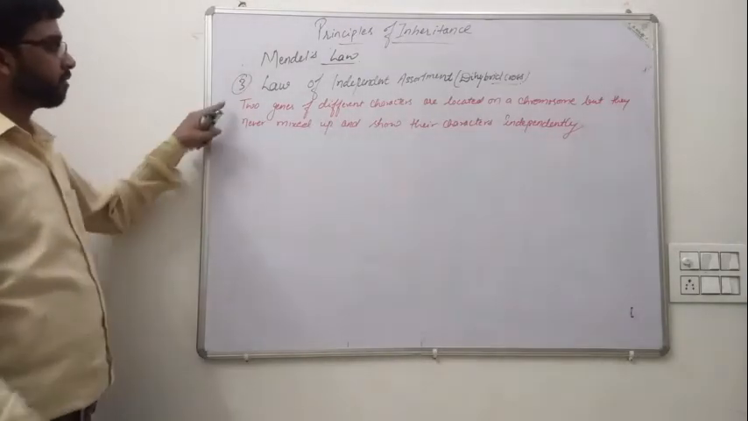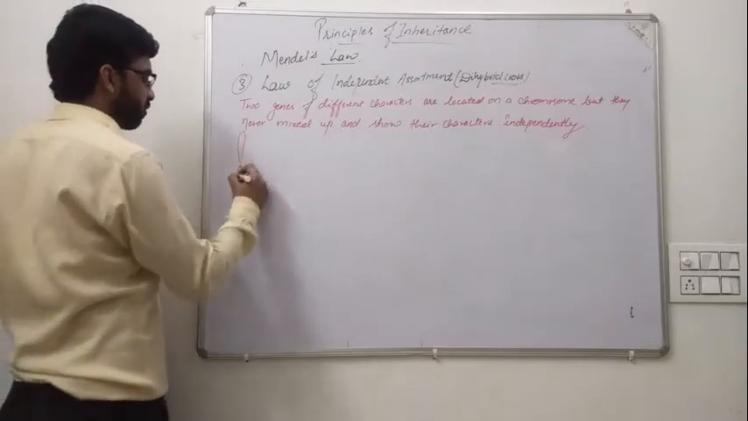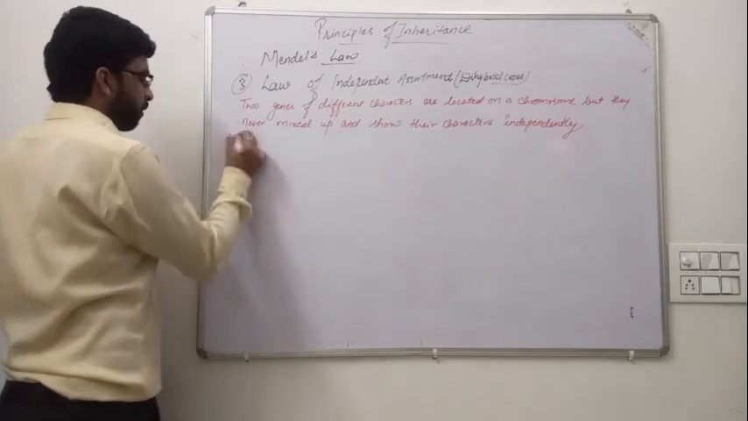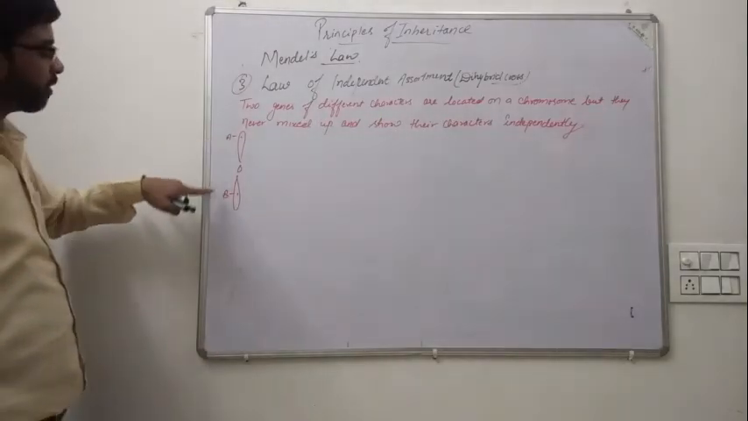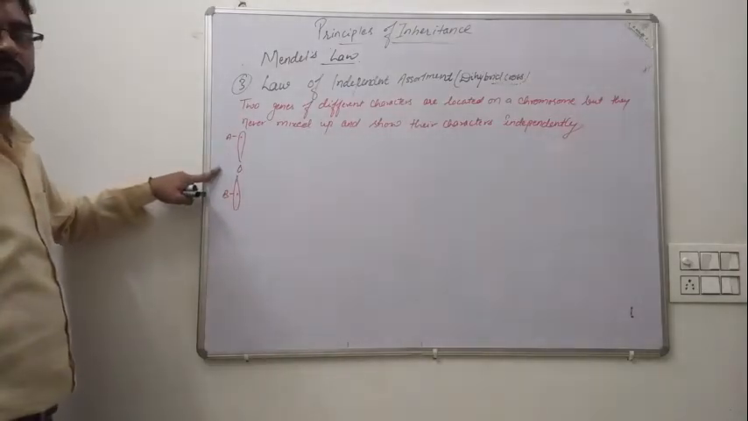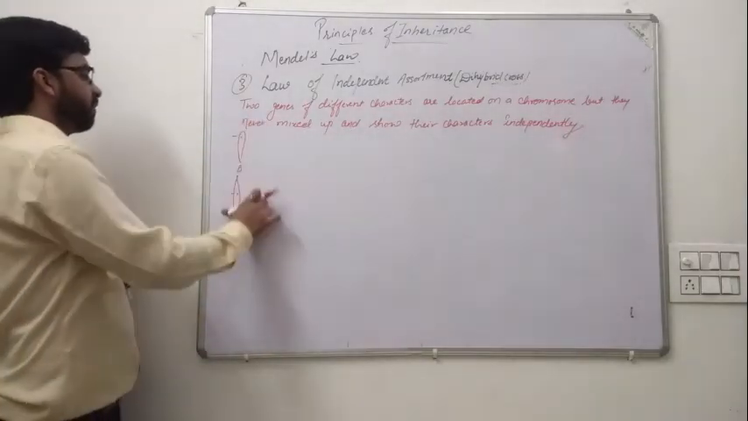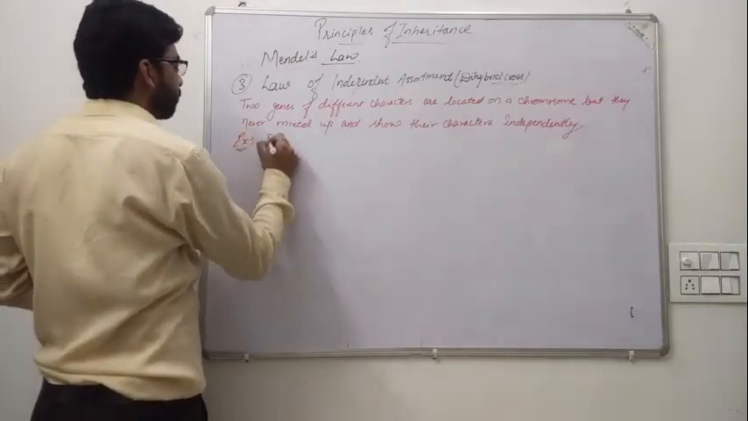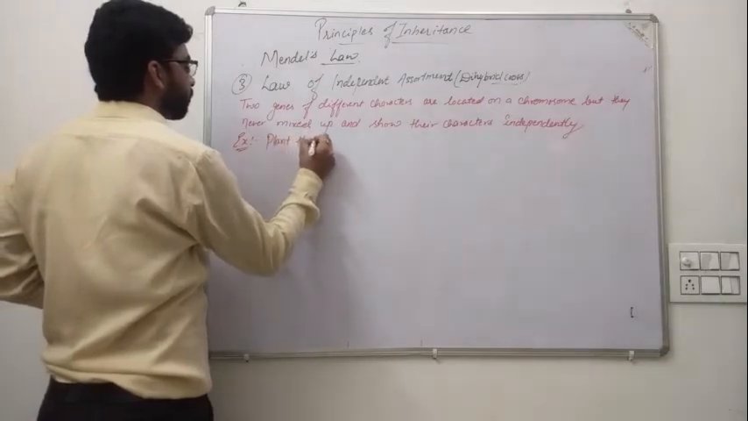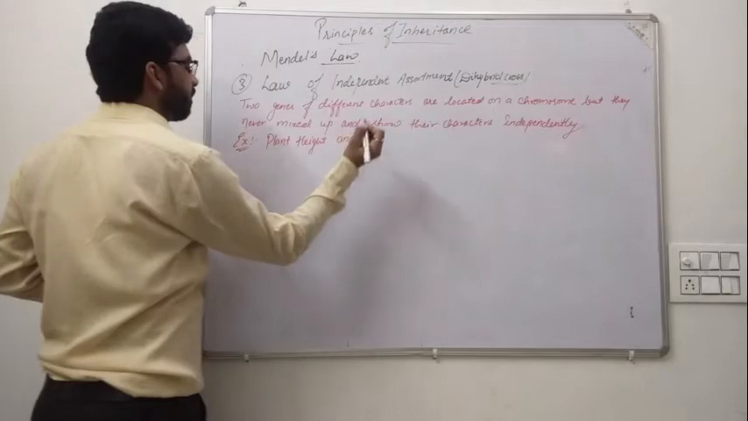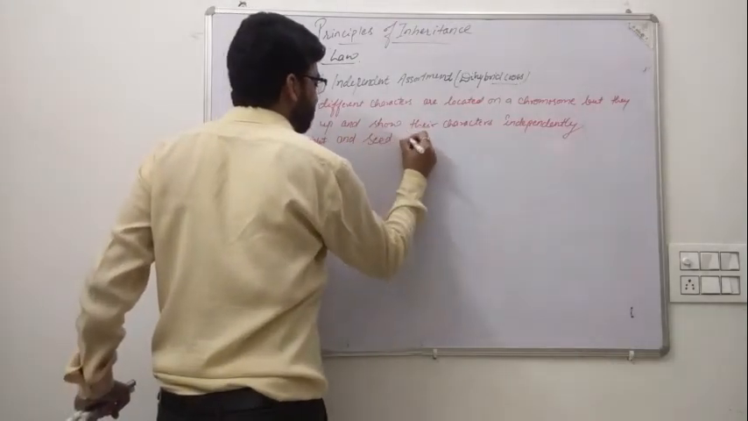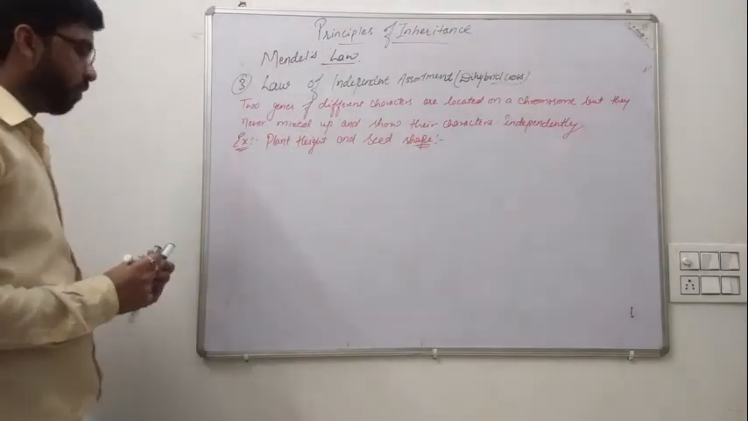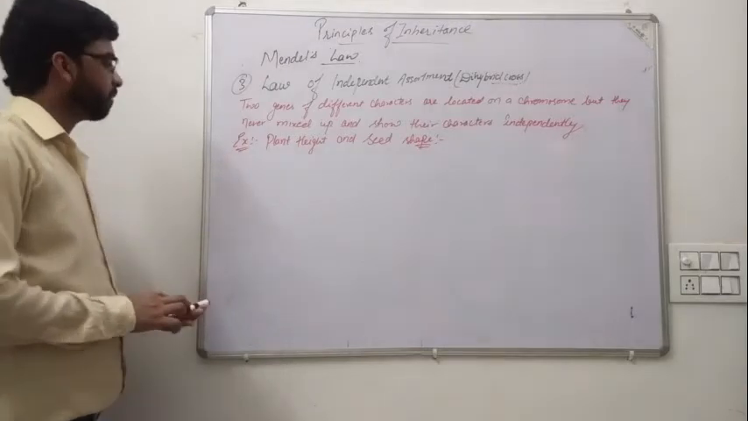Means for a dihybrid cross, on a chromosome, a character A is here and a character B is here, then what will happen? They are on the same chromosome but they are not mixed up or blended, and show their characters independently. With the help of an example we study it. Example: plant height and seed shape. With this example, we know how the law of independent assortment works here.